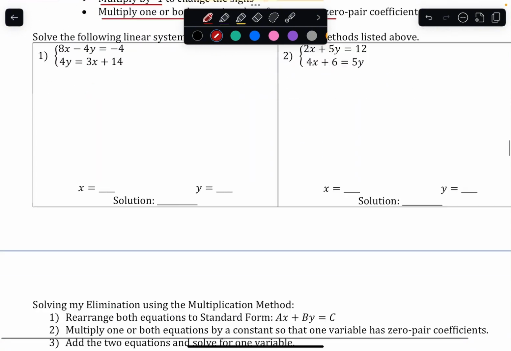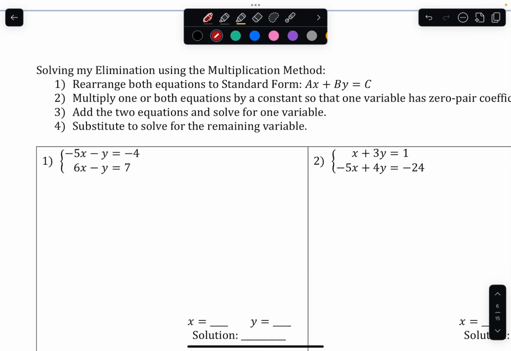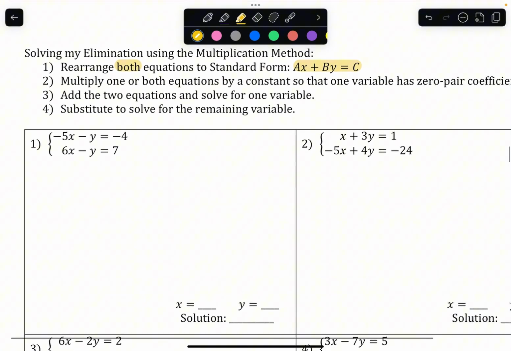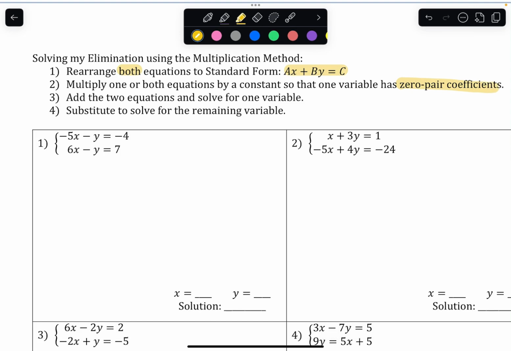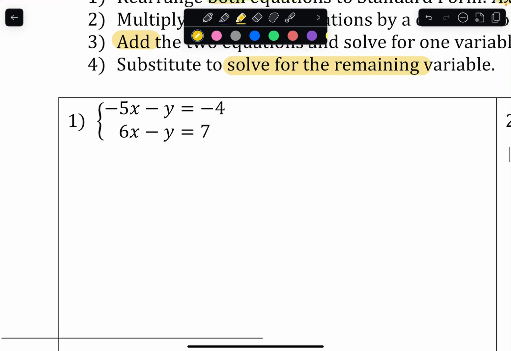Okay, and so let's look at some of these examples. So your first step in any of these situations is to rearrange both equations to standard form, so that your x's, your y's, and your constants are lined up. And then we create our 0 pair coefficient, we add the two equations together, and then solve for the remaining variable. Okay, and so looking at number 1, my x's are lined up, my y's are lined up, my constants are lined up, but we don't have a 0 product or a 0 pair.